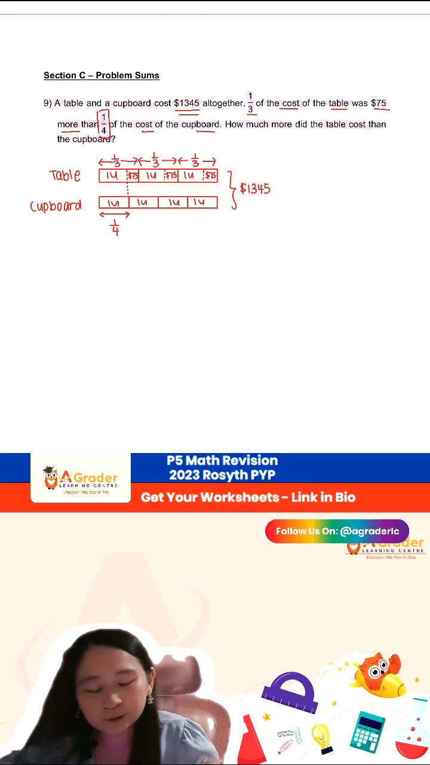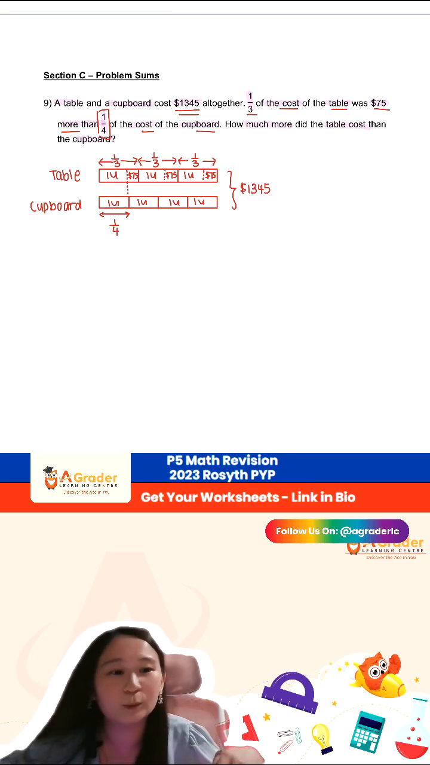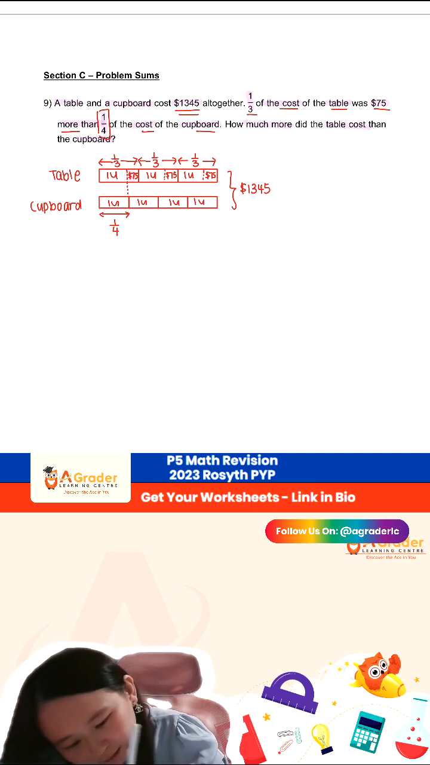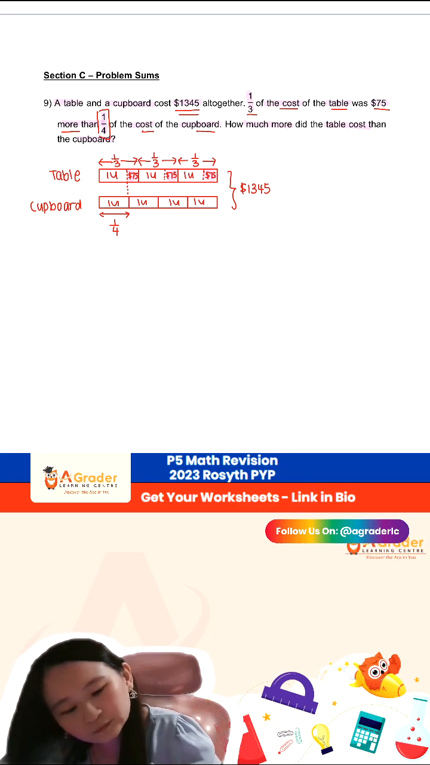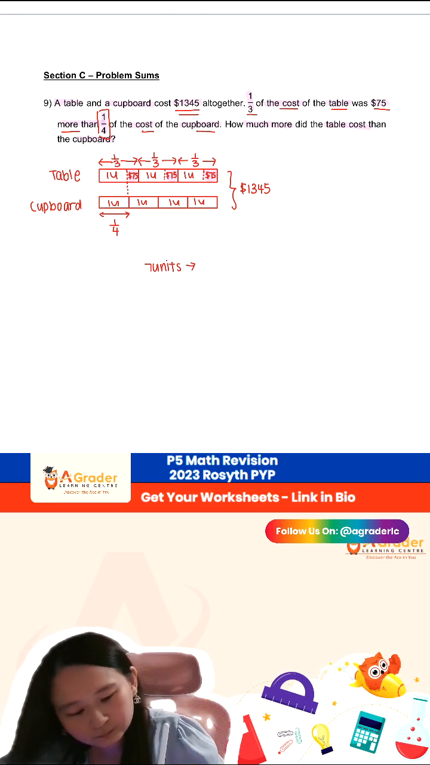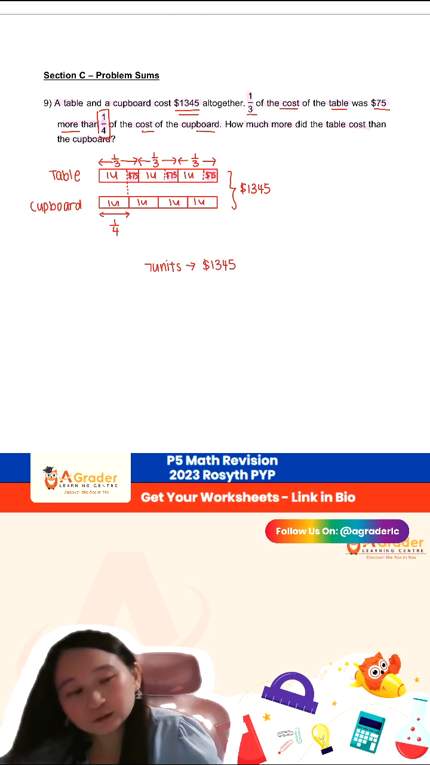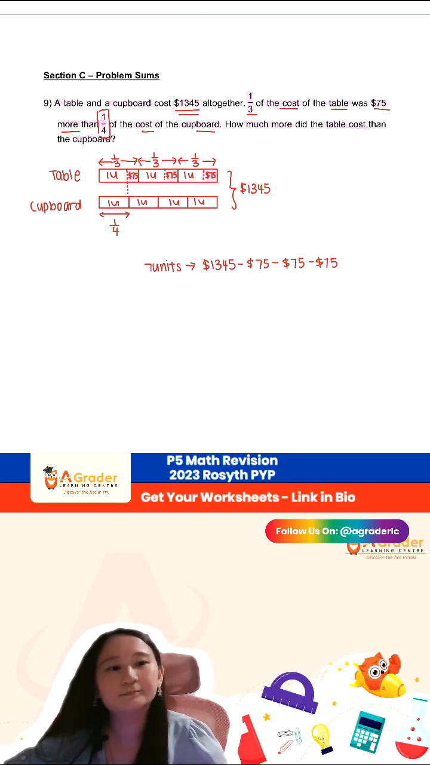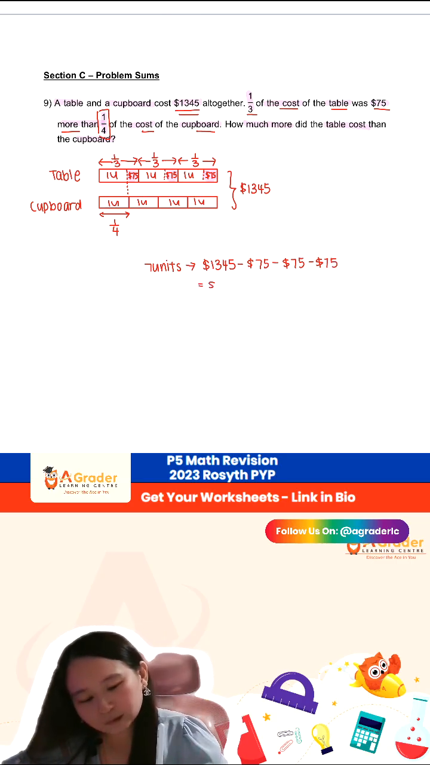They want to find the difference between the cost of the table and the cupboard. So what we can do is we try to associate the number of units with an amount. For you to do that, you can take the total minus away all the excess parts, which are all this, they are not in units. So this whole model, there are 7 units in total. I take my total, $1,345, minus away the 3 excess parts of $75. So I minus 3 times. So my 7 units is 1,120.